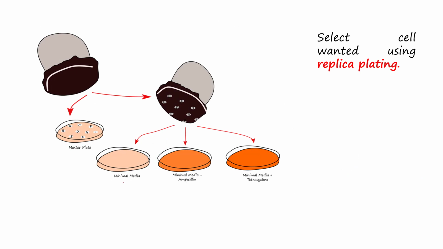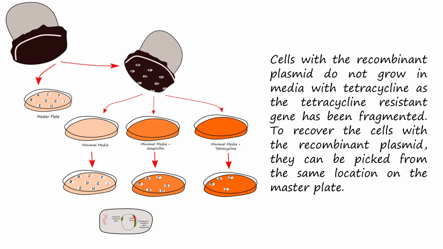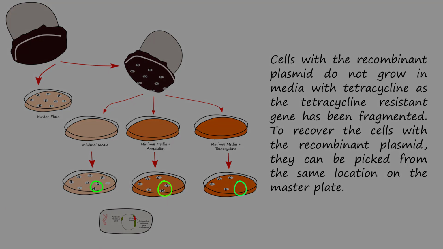Replica plating involves pressing a velveteen-covered disc and then imprinting secondary plates, so producing identical patterns of bacterial colonies on a series of Petri plates. It is necessary to have the replica plates since the cells with the recombinant vector have the gene for antibiotic resistance fragmented and are identified from their inability to grow in the media with the second antibiotic. To recover the cells with the recombinant vector, they can be picked from the same location on the master plate.